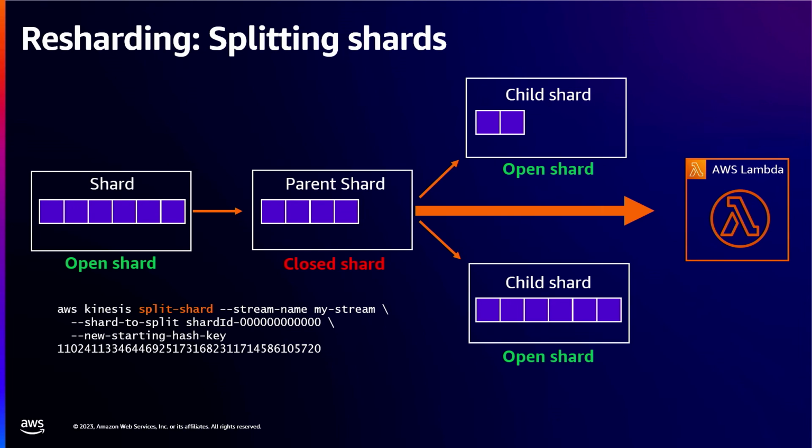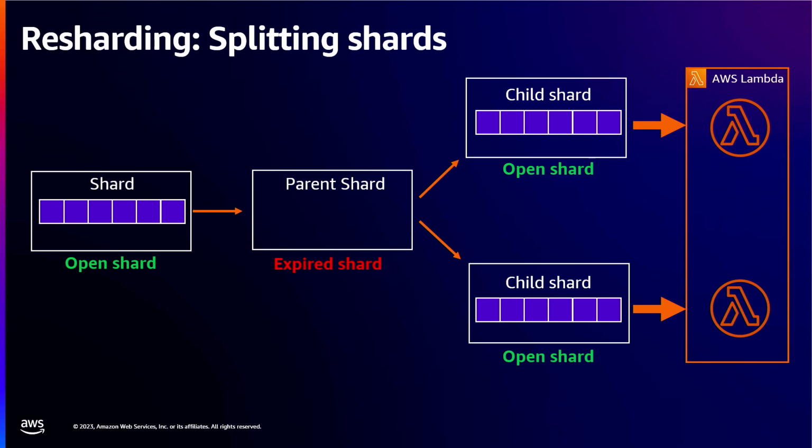And the consuming Lambda function to maintain ordering is going to finish processing all the records within the closed shard, before then receiving records from the child shards. So once the records are processed in the parent shard, it becomes expired, and no more records will be processed by that shard. Now, previously we only had 1 Lambda function processing the shard before splitting. Once the child shards are now open and available, then there are 2 Lambda functions, which is going to be increasing your throughput.